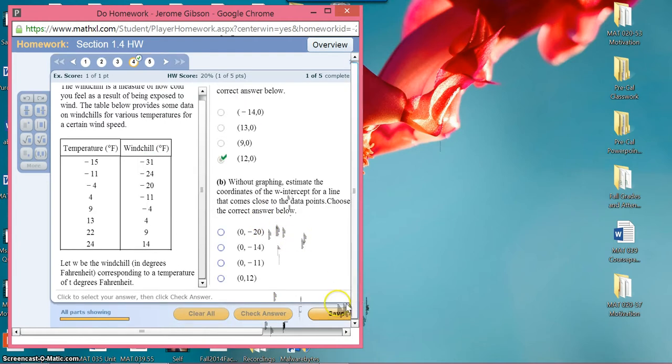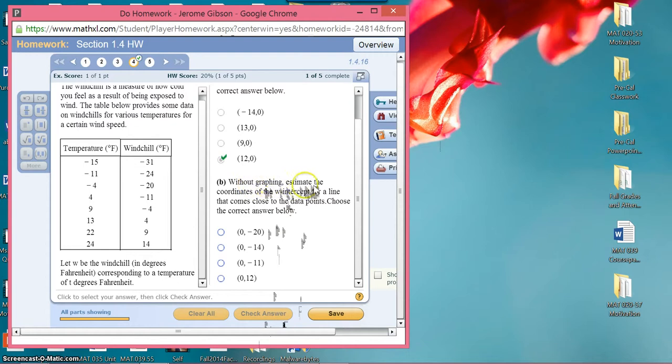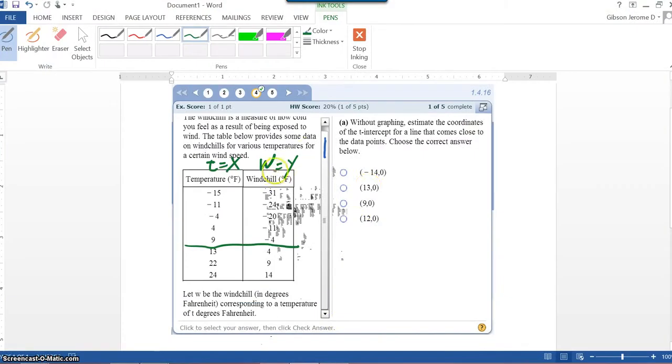Now we go down here to the second question. It says without graph and estimate the coordinates of the w-intercept for a line that comes close to the data points, choose the correct answer. Now what we have here, the w-intercept is the same thing as a y-intercept. That means that x is 0. So if we look back at this chart, x is 0 is in between -4 and +4. So this will let us know where the x is going to be 0 at. So we're looking between -4 and +4, -20 and -11.